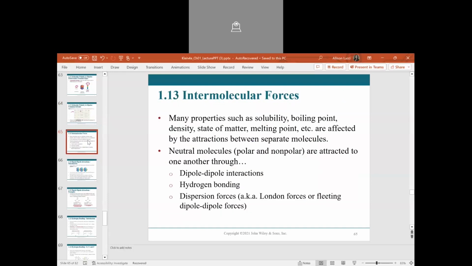So let's review some properties that result from these intermolecular forces such as solubility, boiling point, density, etc. So the attraction between individual atoms or individual molecules is what causes them to have these properties. So we have with polar molecules, a dipole-dipole interaction. With very specific polar bonds, we can have hydrogen bonding. And then when there's nonpolar molecules, we still have some kind of interaction called these dispersion forces or London forces, or sometimes they combine that, London dispersion forces.